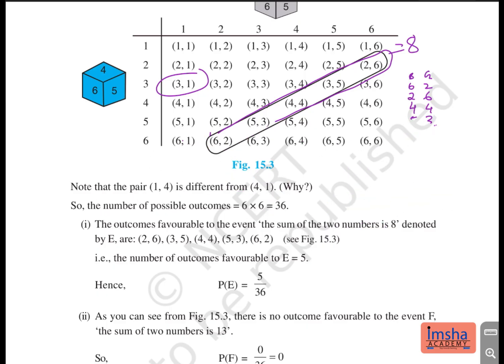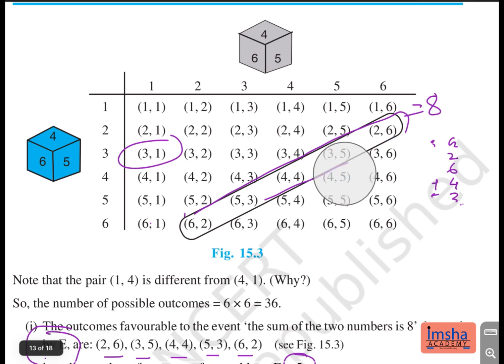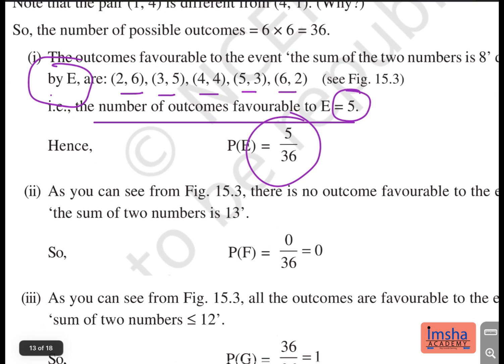So next, the outcomes favorable to the event, the sum of two numbers being 8, denoted by event E. So the outcomes are 2 6, 3 5, 4 4, 5 3, 6 2. The number of outcomes favorable is 5. 5 values are there. So 5 by 36. Why 36? Because in total there are 36 values, right? 1, 2, 3, 4, 5, 6 and 1, 2, 3, 4, 5, 6. So 6 into 6 is 36 values. So the total outcomes are 36. For the event, it can occur in 5 outcomes, so 5 by 36.